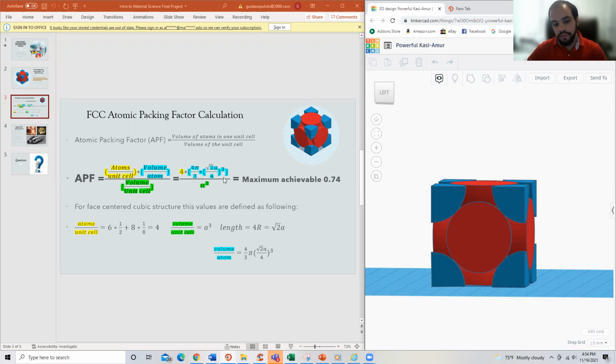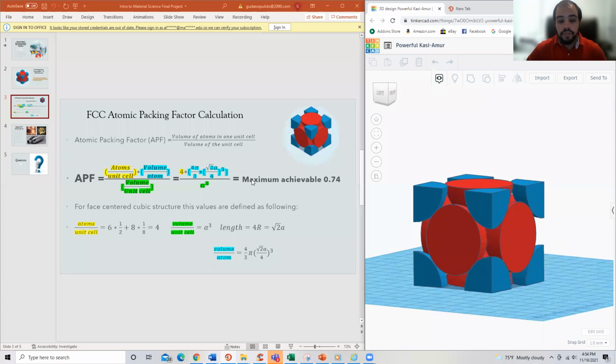And then in order to get a real number out of this, the only thing that would change is the size of the cubic structure, how much the length is, the number of a. So we got that the maximum achievable for cubic structures is actually 0.74, which is quite high, and is achieved by the face-centered cubic structure. So the next portion of the presentation, I hope that helps to understand a little bit better the atomic packing factor calculation for an FCC structure.